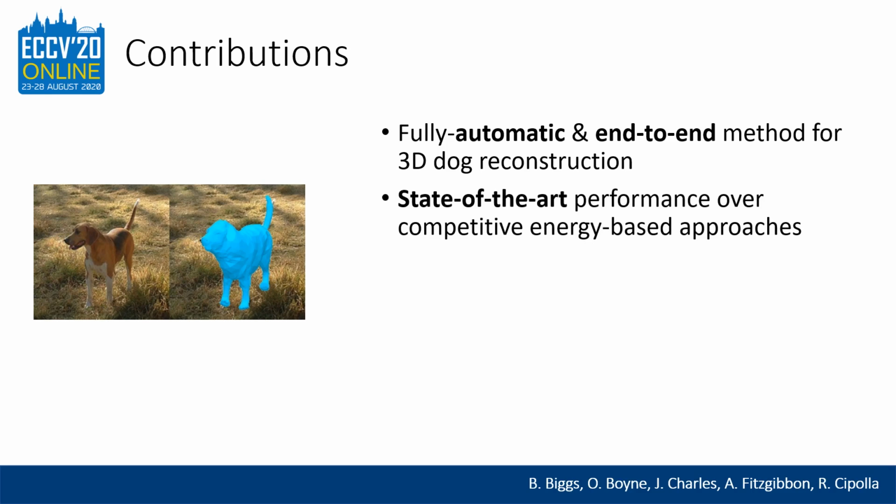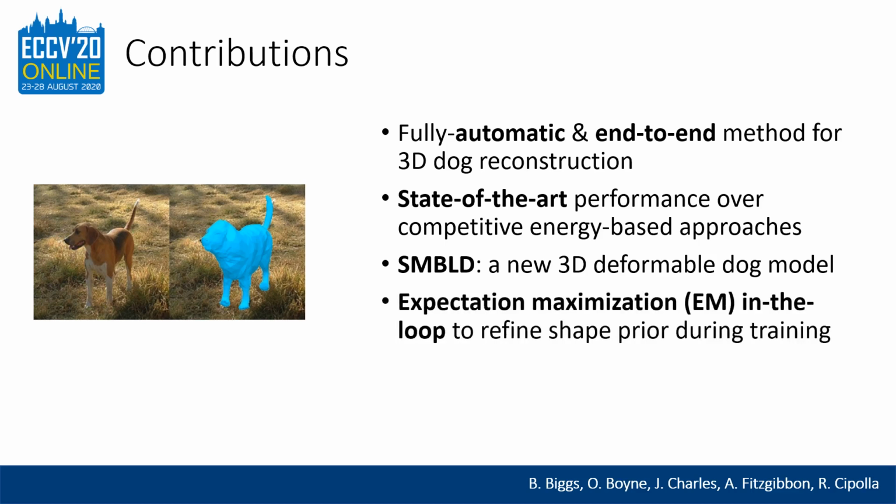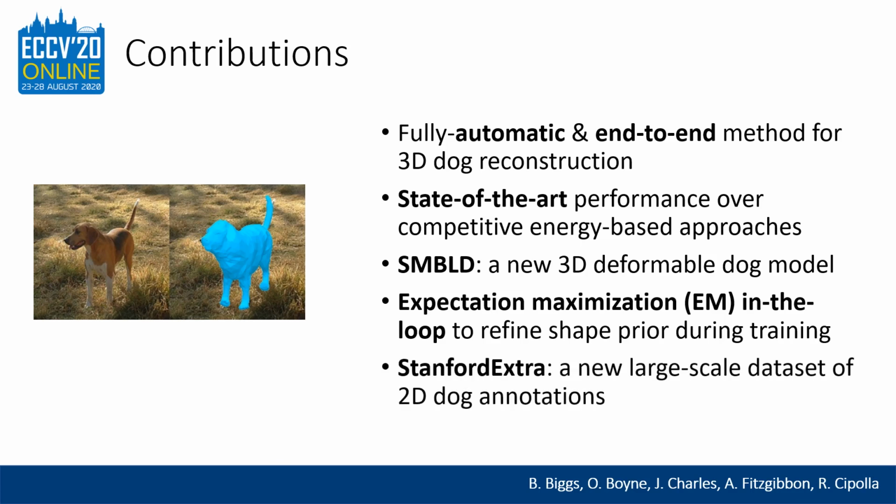Further, we introduced SMBLD, a new 3D deformable dog model which includes limb scaling parameters and comes with a detailed shape prior, particularly suited for diverse dog breeds. We demonstrate a novel approach for refining such a shape prior by applying expectation maximization update steps during the training loop of our 3D reconstruction network. Finally, we released StanfordExtra, a new dataset of 2D key points and silhouette annotations for animals, and is currently the largest of its kind.